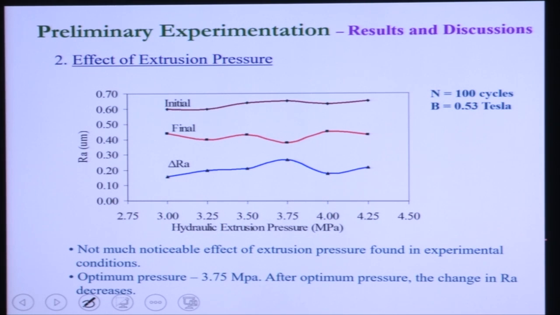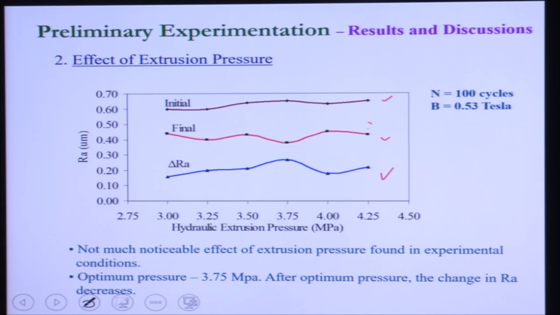Now, effect of extrusion pressure. This is the initial surface roughness, this is the final surface roughness plot, and this is the change in surface roughness plot. From the second, red figure, you can see there is no change in the final surface roughness profile except at 37.5 bar pressure, or 3.75 megapascal. So, there is no significant change in surface roughness with the application of pressure in the MRFF process.